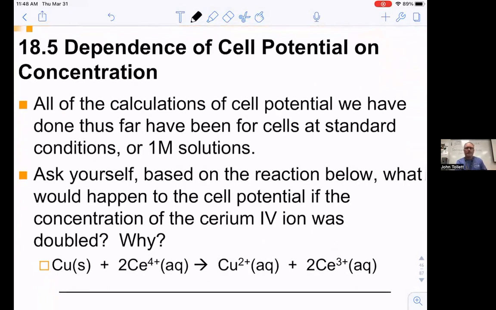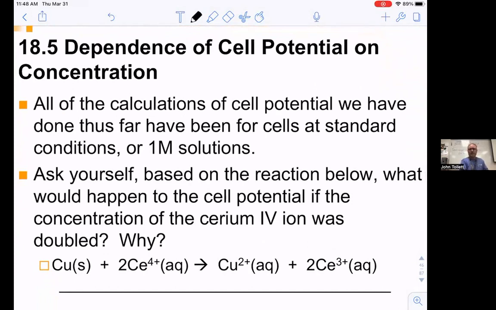Now, cell potential can also be manipulated by concentration. All the ones that are on your chart in your notes are standard cell potentials with 1 molar for both solutions. But if those concentrations are manipulated for some reason or they're not the same, it doesn't give you the standard reduction potential. It doesn't give you the same potential value.